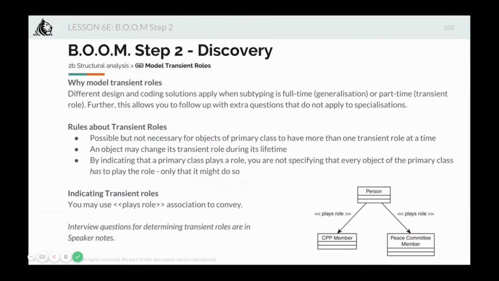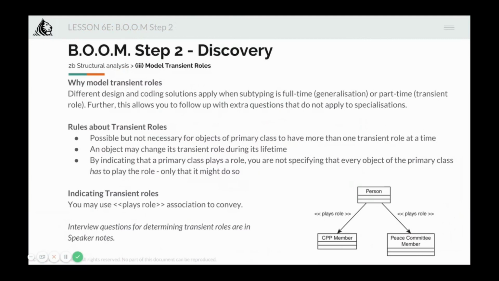So, what are some of the interview questions that you can ask for determining transient roles? You can ask something like, can an object wear many hats? If the answer is yes, each hat is a transient role. For example, can an employee have more than one role in the organization? If so, create a new class for each transient role and draw a place role relationship between the primary class and the roles.